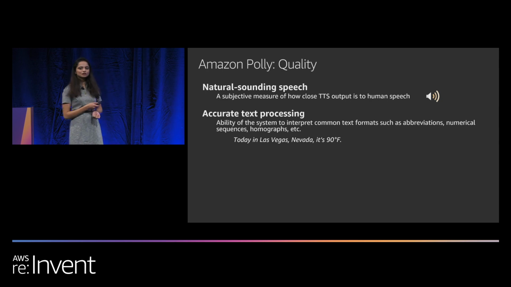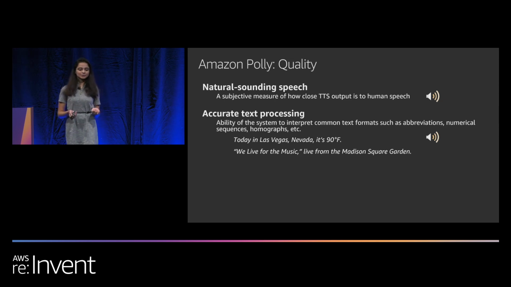Poly is going to change it to Fahrenheit. So Nevada, it's 90 degrees Fahrenheit. So that's Poly for you, where it converts all these abbreviations, where it expands that. And it also detects homographs. So in this sentence, there is, we live for music, live from Madison Garden. So Poly is going to detect that live and live difference.